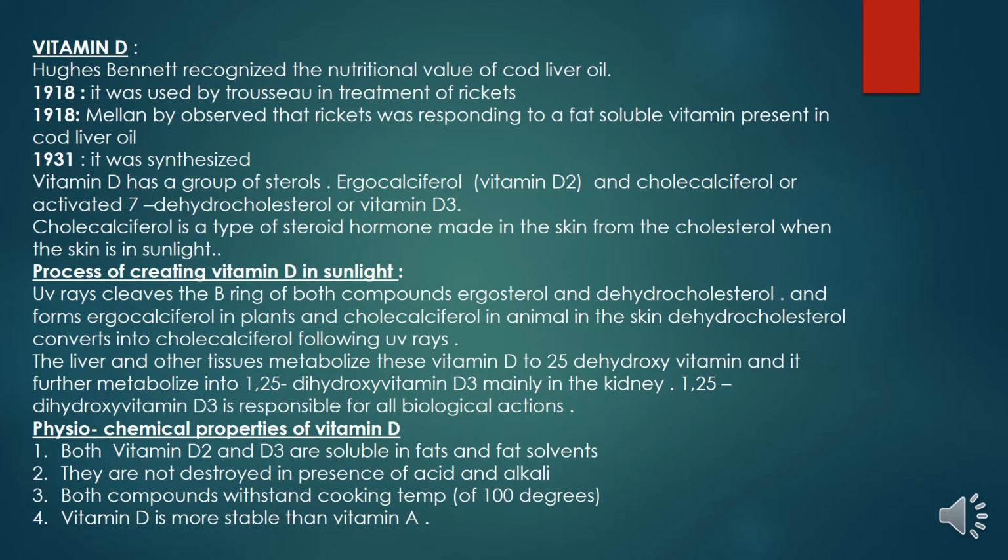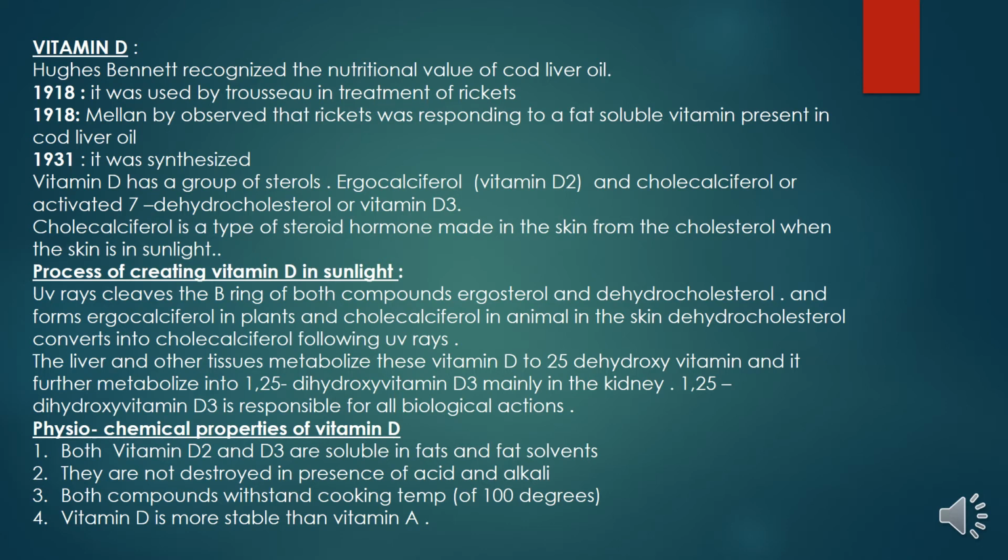Vitamin D. Hugh Bennett recognized the nutritional value of cod liver oil. In 1918 it was used by Tressio in the treatment of rickets. In 1919 Mellanby observed that rickets responded to the fat soluble vitamin present in cod liver oil. In 1931 it was synthesized. Vitamin D is a group of sterols: ergocalciferol, or vitamin D2, and cholecalciferol, or activated 7-dehydrocholesterol, also called vitamin D3.